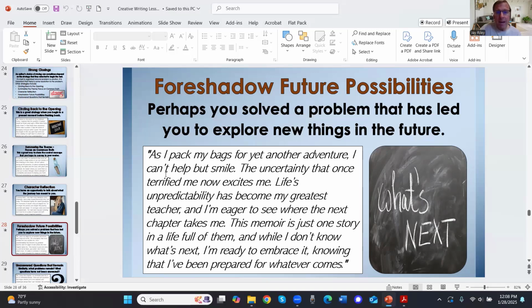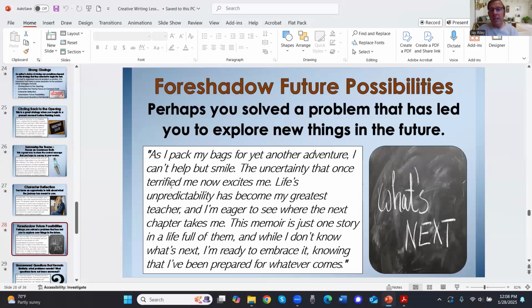As I pack my bags for yet another adventure, I can't help but smile. The uncertainty that once terrified me now excites me. Life's unpredictability has become my greatest teacher, and I'm eager to see where the next chapter takes me. This memoir is just one story in a life full of them. And while I don't know what's next, I'm ready to embrace it, knowing that I've been prepared for whatever comes.